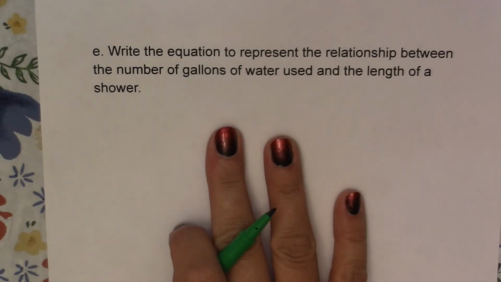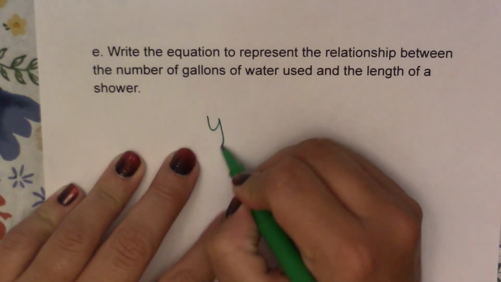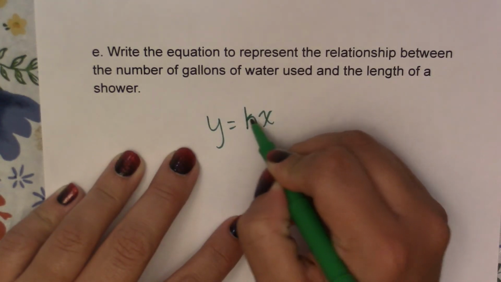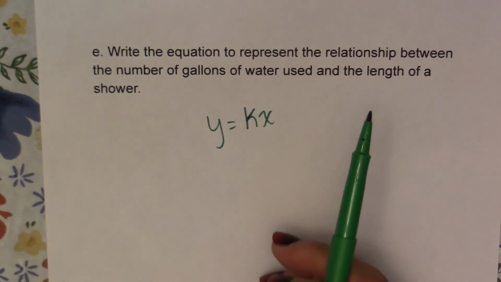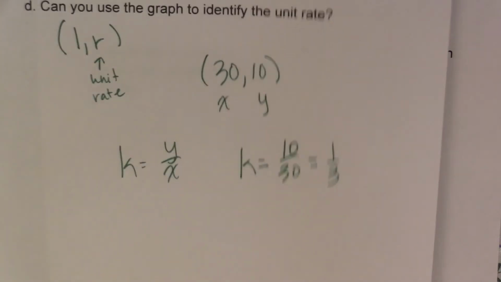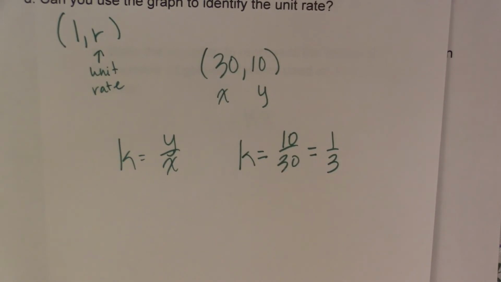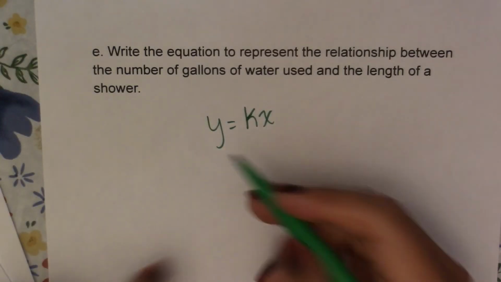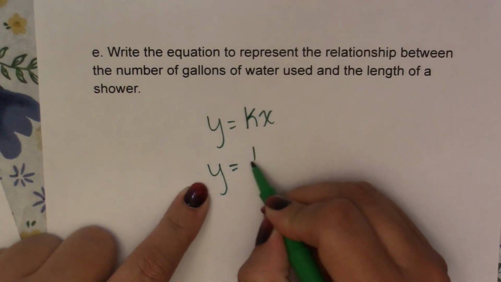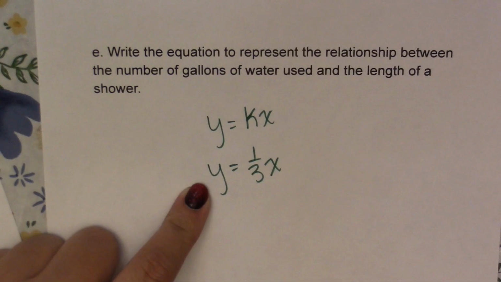Write an equation to represent the relationship between the number of gallons of water used and the length of a shower. So remember, our general form of our equation for proportional relationships is y equals k times x. And in our previous problem, we found that k was equal to 1/3. So our equation would be y equals 1/3 x.